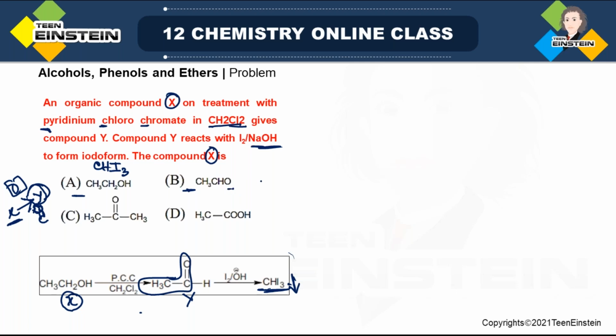The starting material cannot be aldehyde, because if you are further treating it with PCC, suppose this compound is X, further oxidation is not possible, because PCC can convert it only to aldehyde. Further reaction is not possible. If starting material X is CH3COCH3, then also in presence of PCC, further reaction is not possible. And D is not possible at all. Fine. So the correct option is this one.